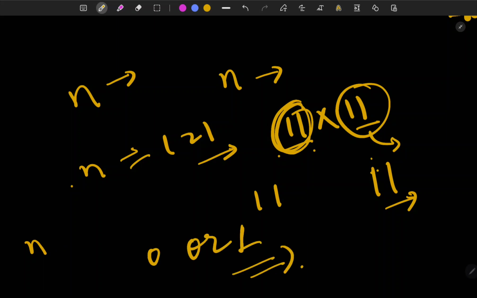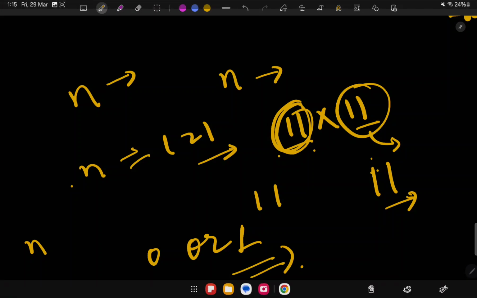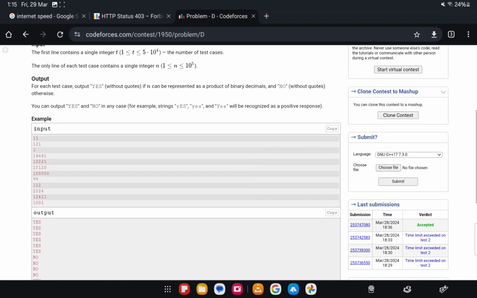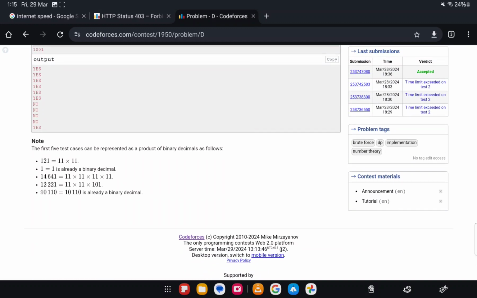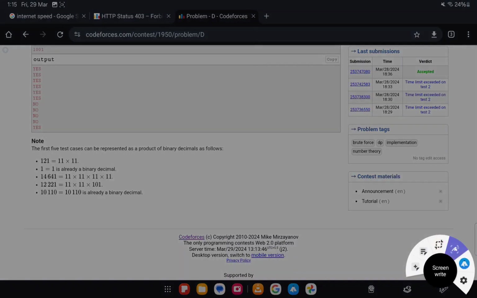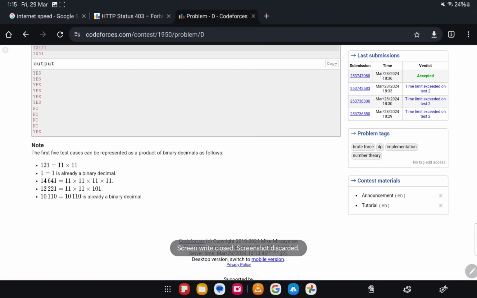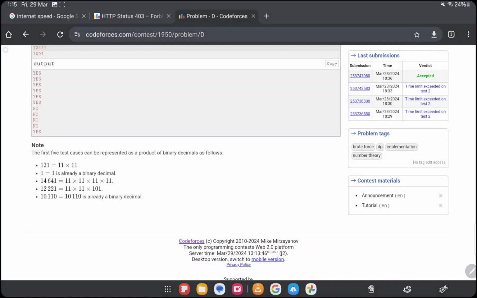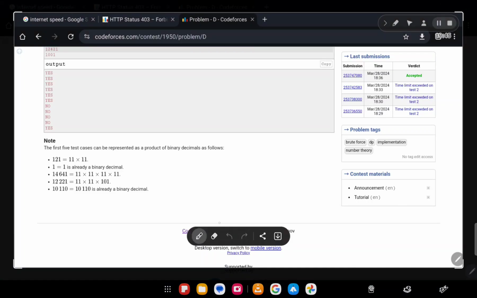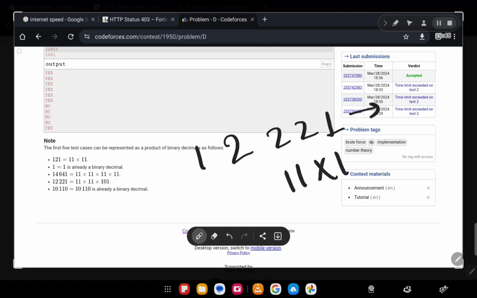Let's take one more example. You can see in this test case 12221 is given, and you can convert it into 111 times 11 times 101, in this way.